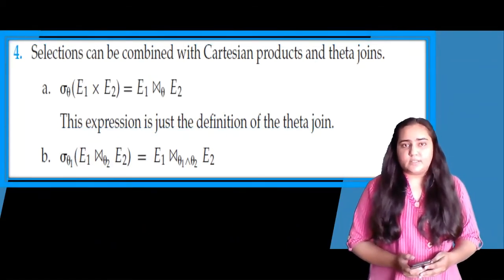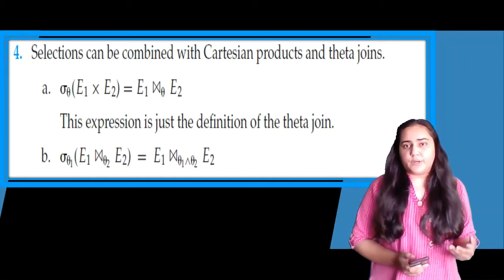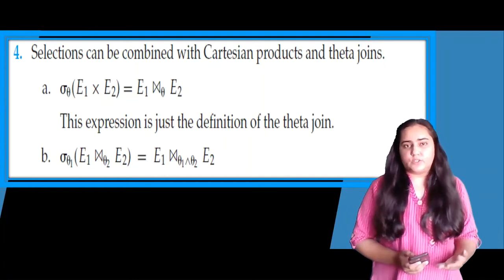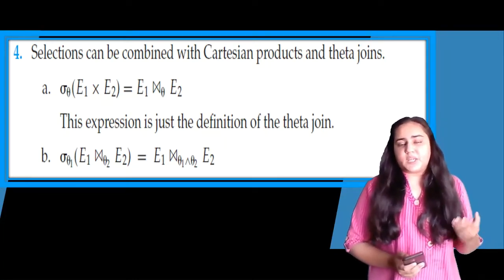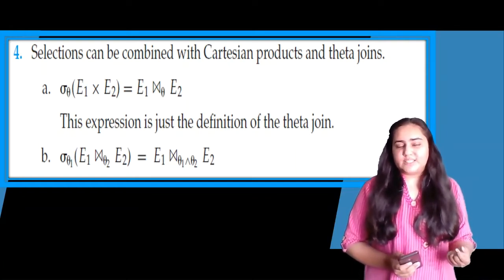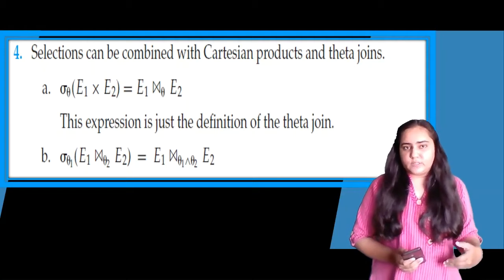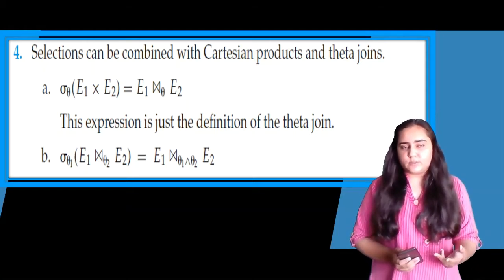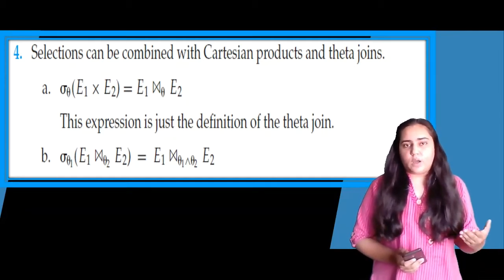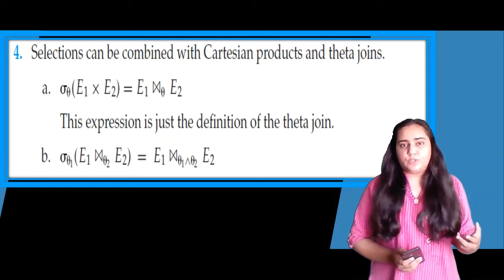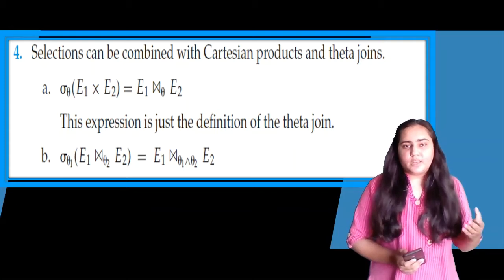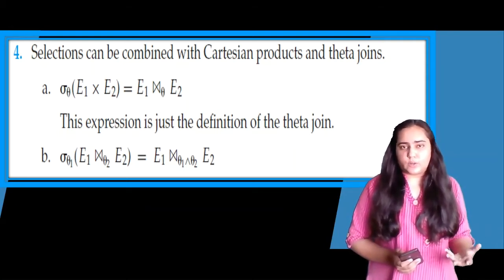The next rule says selections can be combined with Cartesian products and theta joins. I'll explain here what a theta join is. Let's see part A of number 4, which says that if you have sigma theta, where theta is the condition you are using along with select, and there are two tables, E1 and E2, and on both of them you're performing a Cartesian product, this can be made equivalent to E1, not a natural join, but a theta join with E2.